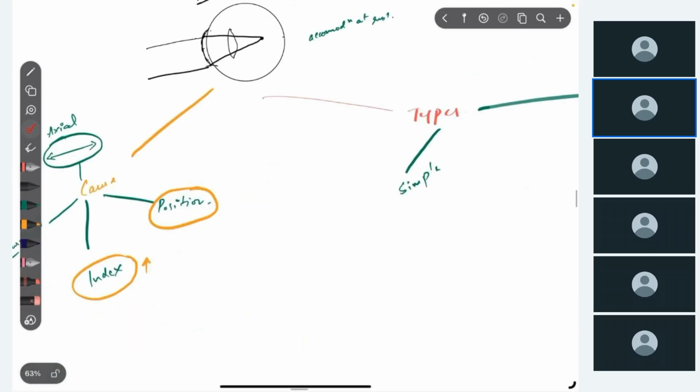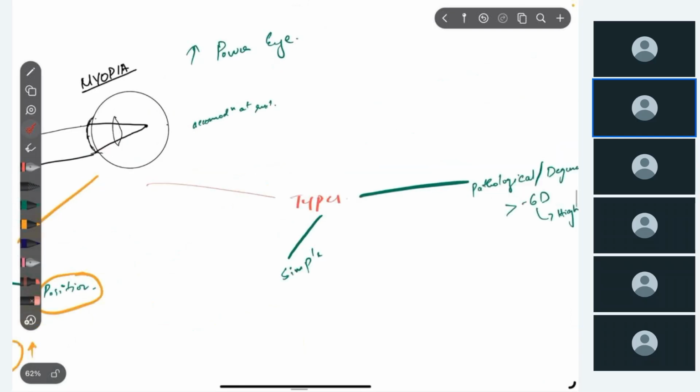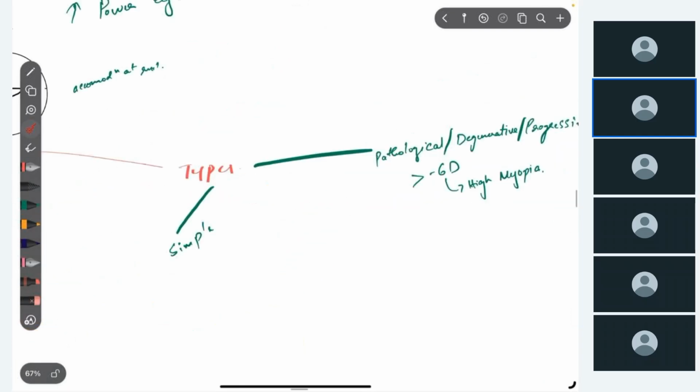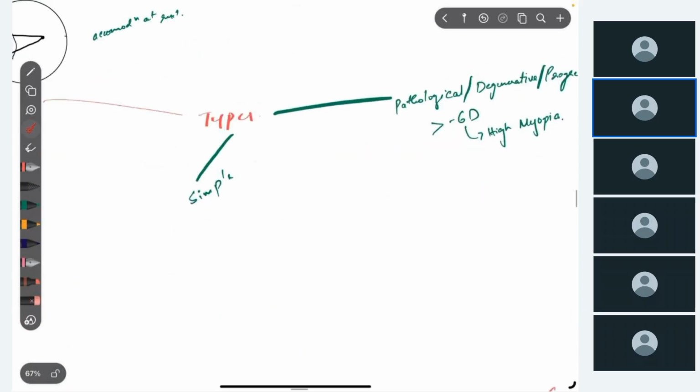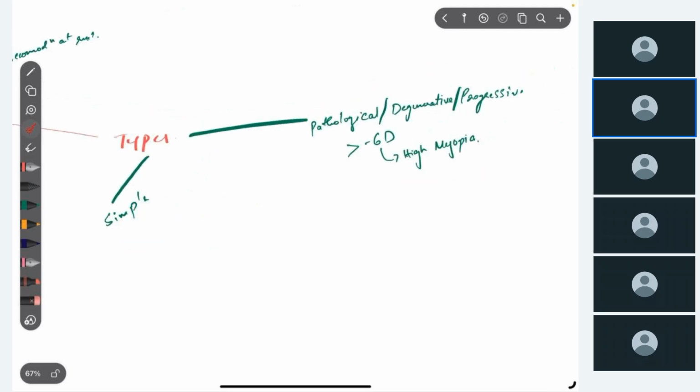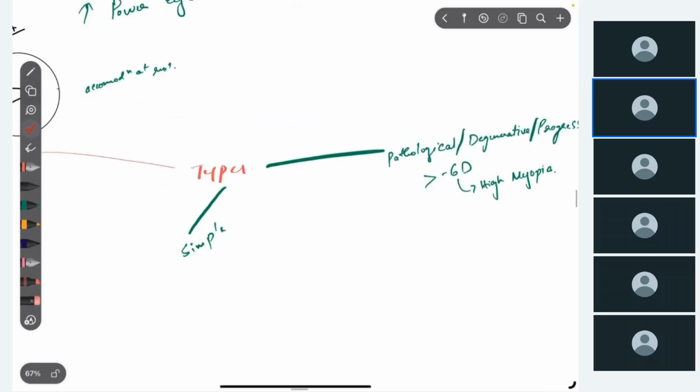And then types. The types are very simple. It is divided into simple myopia and pathological myopia. Simple myopia, most of us do have simple myopia. If it is less than minus 6 diopter power, we call it simple myopia. If it is more than 6 diopter, we call it high myopia or pathological or degenerative or progressive myopia. In this, pathological myopia is the dangerous one. And why it is dangerous, we will see.